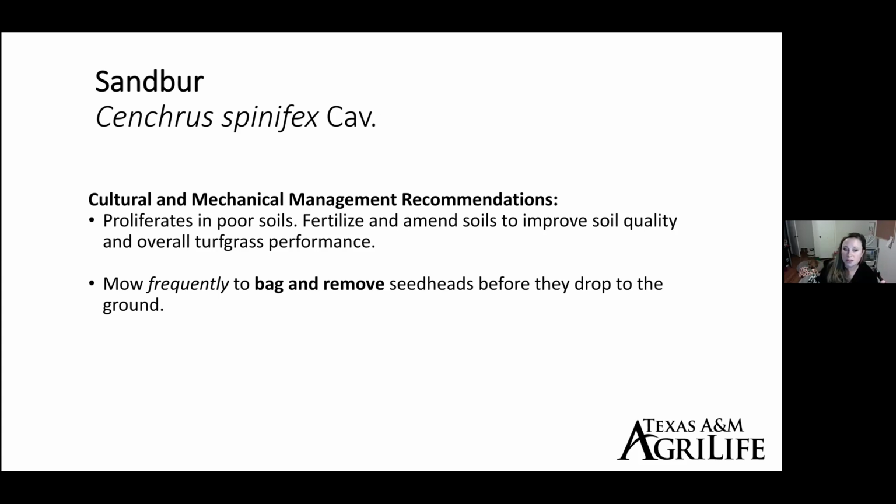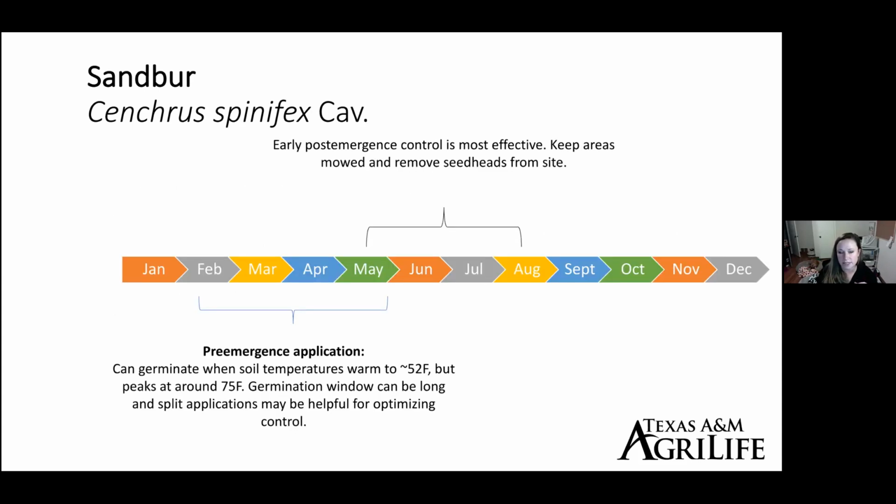So as we get toward the end of the season, anytime you have weeds that are flowering and producing seed, bagging and removing clippings can be a really important part of preventing dissemination of that seed that's going to cause problems next year.